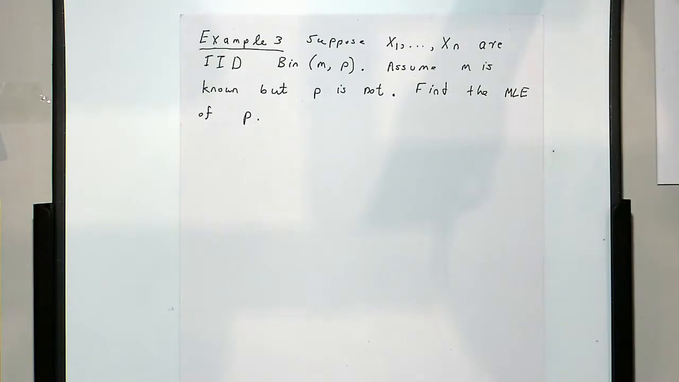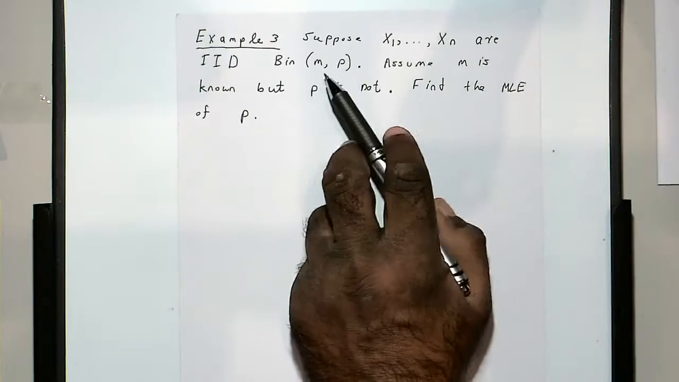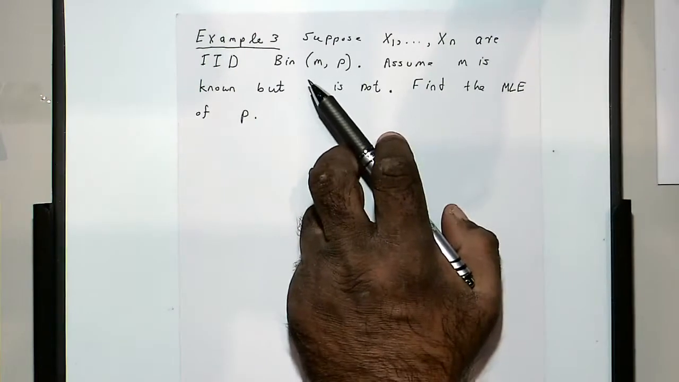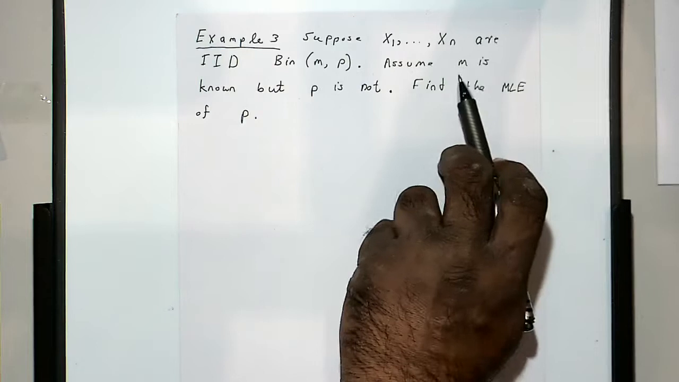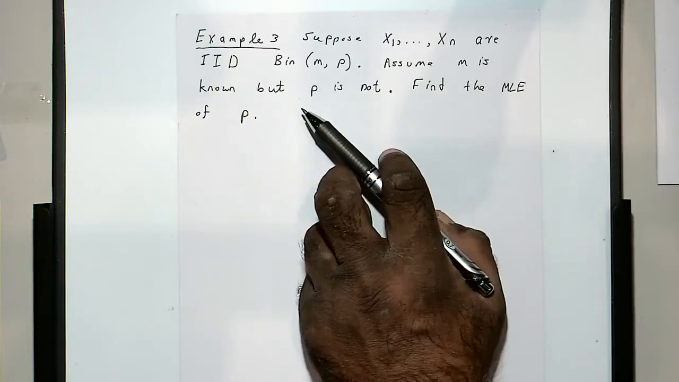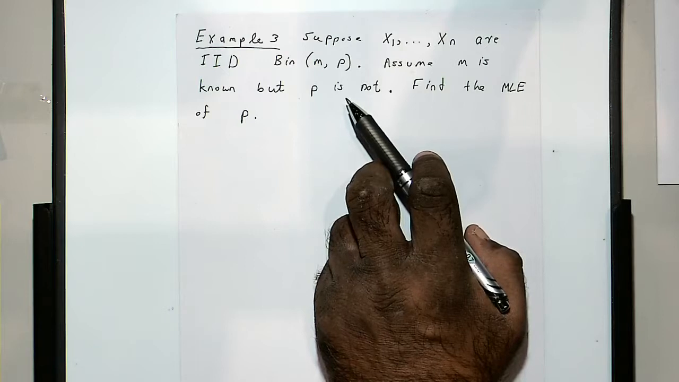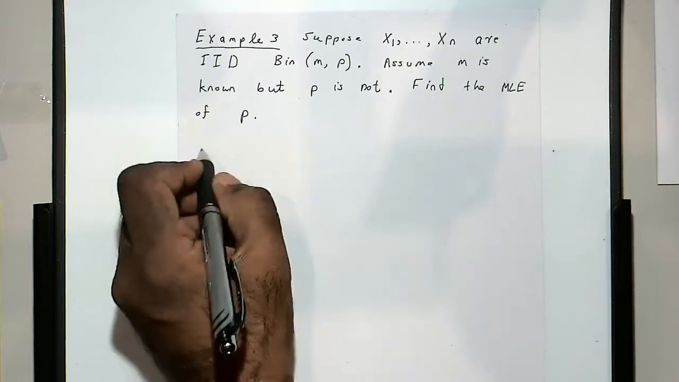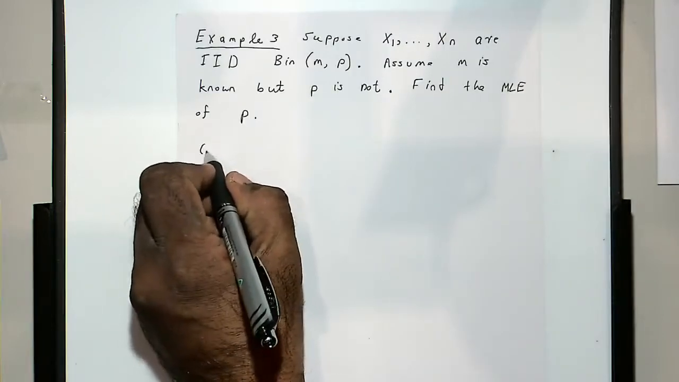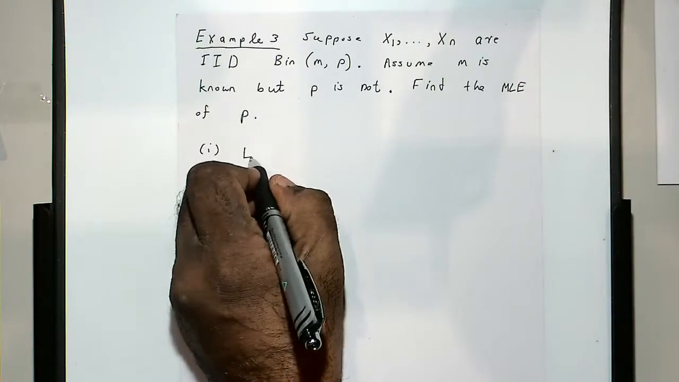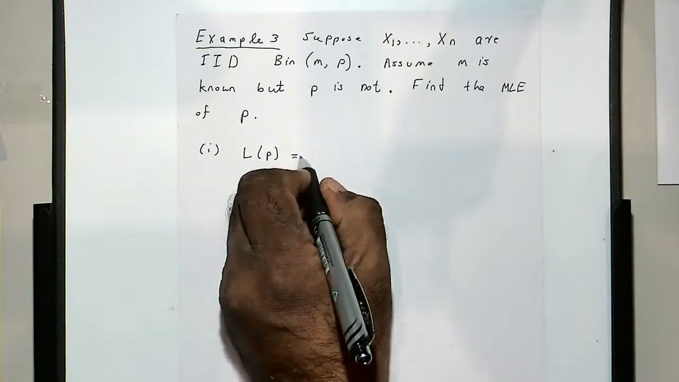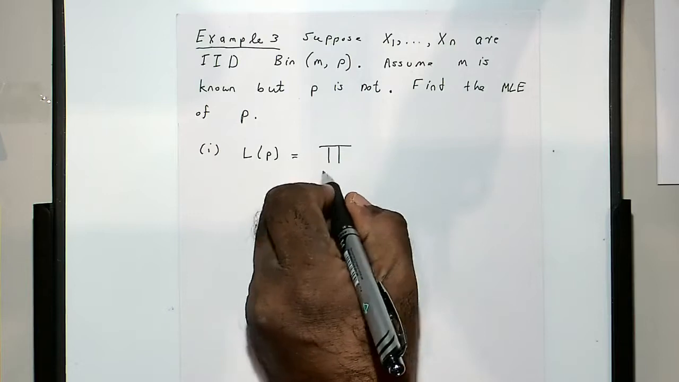Now, for discrete data, you need to follow this procedure here, right? Remember, for the binomial, you have two parameters, m and p. Now, here I'm assuming that m is known, so the only parameter that is not known is p. And we want to find the MLE of p, right? So the first step is the likelihood function of p, which is the product from i equals 1 to n.